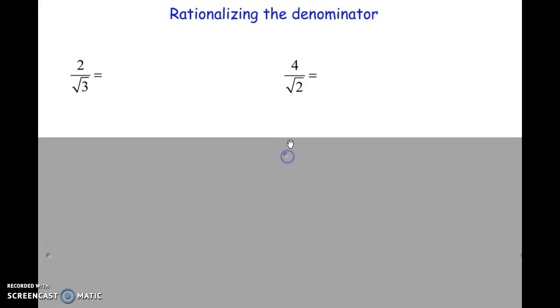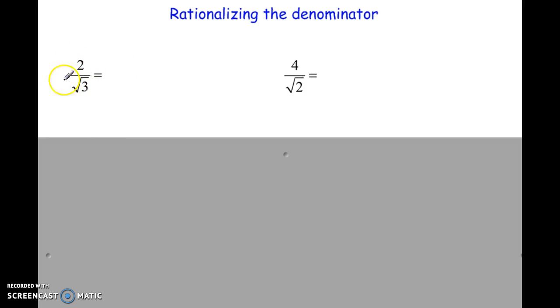Okay, we're going to learn how to rationalize the denominator. The reason for this is because we don't like an irrational number to be in the denominator. We are much more comfortable as mathematicians to have rational numbers down there. So we just breathe better. It's just nicer. We like it better.